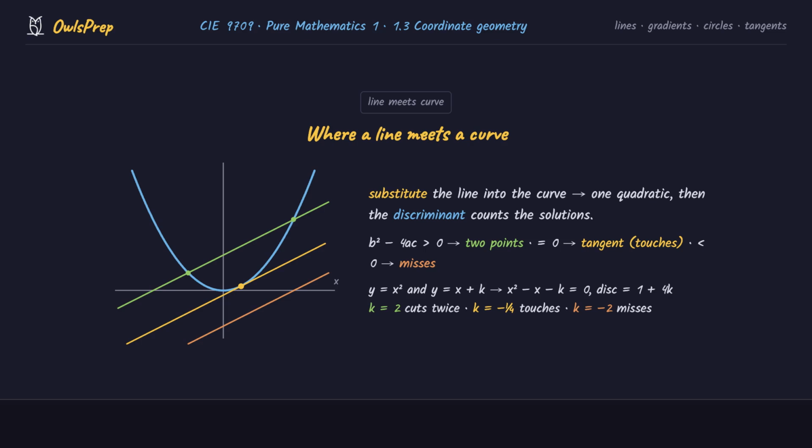Take the parabola y equals x squared and the line y equals x plus k. Substituting gives x squared equals x plus k, so x squared minus x minus k equals 0, with discriminant 1 plus 4k. So the line just touches the parabola when 1 plus 4k equals 0. That is, k equals minus 1/4. Above that value it cuts twice. Below it, it misses entirely. Same discriminant from topic 1.1, now answering a geometry question.